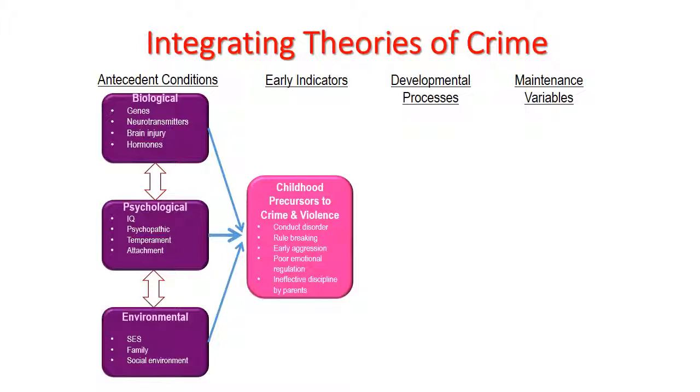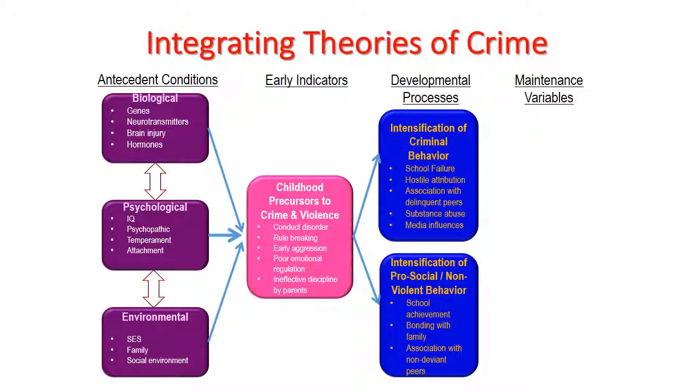And we also know that factors such as ineffective discipline by parents could contribute to crime and violence, especially if parents themselves engage in more harsh disciplinary practices. Now, these childhood precursors could result in the intensification of criminal behaviors. That is, the more childhood precursors that are evident, the more likely somebody is to intensify their involvement in deviant behaviors.